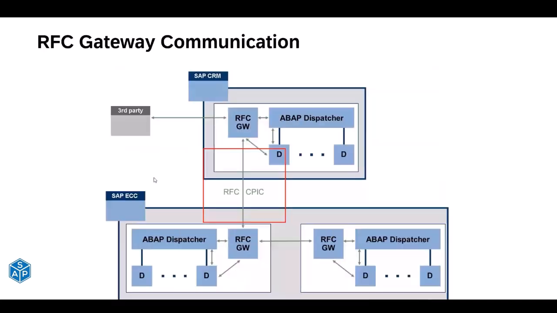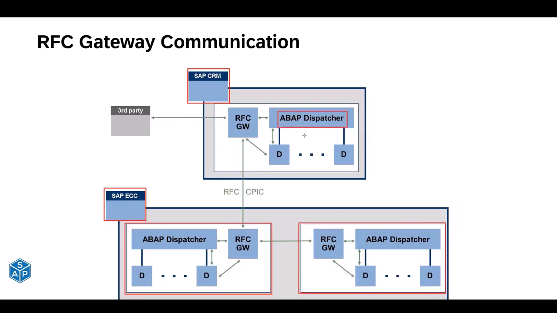I have a screen here for the RFC gateway. It is a simple example of how the RFC gateway functions. You have multiple systems: this is an SAP CRM system, and this is an SAP ECC system with multiple application servers. This is one application server instance, and this is another. If these systems want to communicate with each other, you can see how they do it.